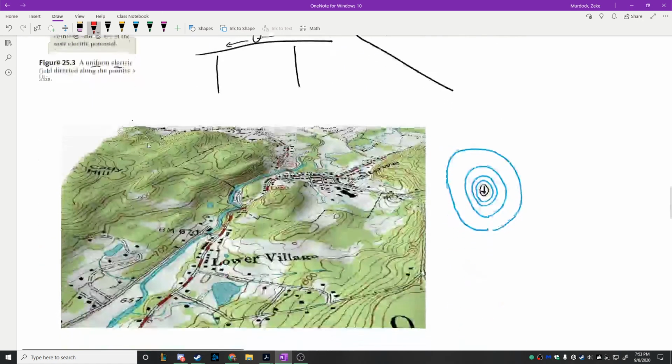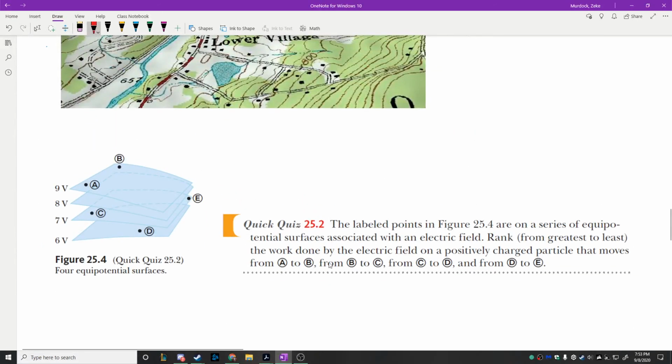Okay, so let's go back to the question again. What I want you to do is rank A to B in terms of work done by the field, B to C, C to D, and D to E. If it's negative, you make it the smallest, and if it's positive, it'll be the biggest. So just rank these paths from 1 to 4, and I'll give you some time to think about that. Hopefully the question makes sense. I'll write down some equations here too.